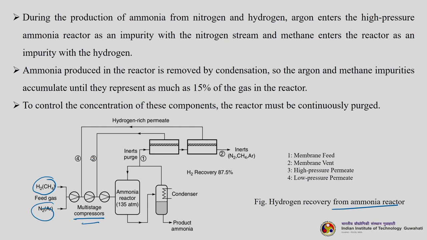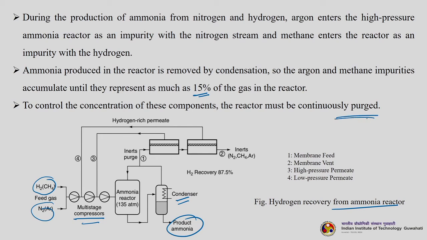Ammonia is produced in the reactor, and needs to be removed by condensation. So, you will get product ammonia here after the condensation. The argon and methane impurities accumulate until they represent as much as 15% of the gas in the reactor. Then to control the concentration of these components, the reactor must be continuously purged.